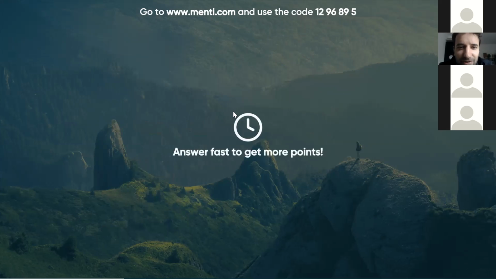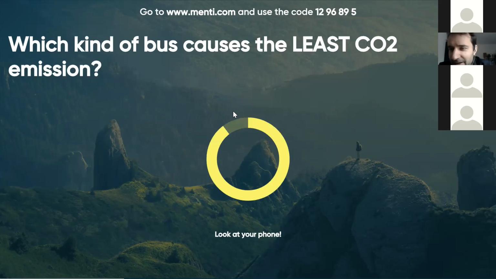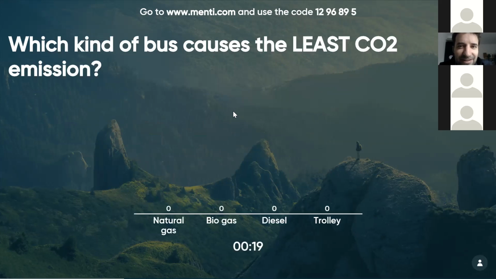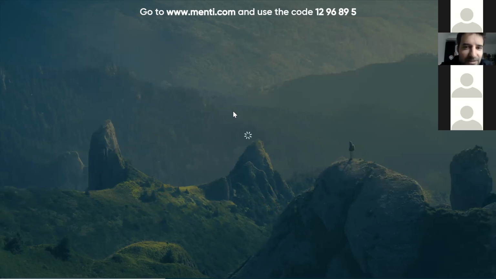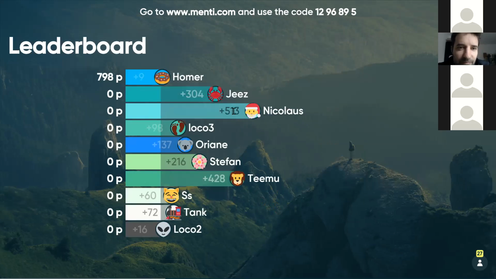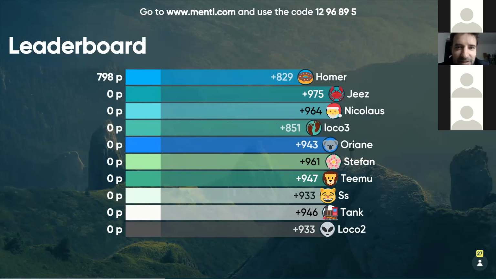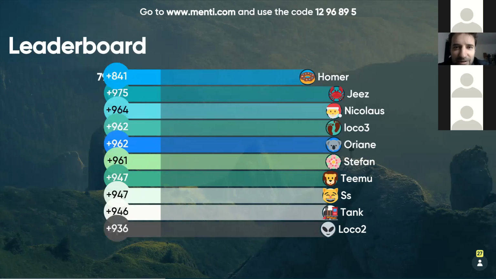Question 2: which kind of bus causes the least CO2 emission? Natural gas, biogas, diesel, or trolley? So this time, which bus has the least carbon footprint? And of course it's the biogas bus, because the same amount of CO2 is recycled in order to produce the biomass. So driving the biogas bus doesn't create any CO2 emissions.